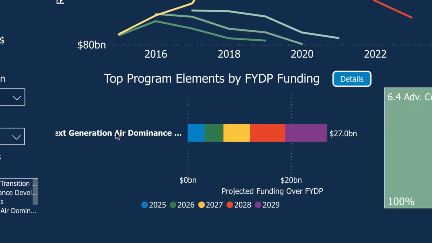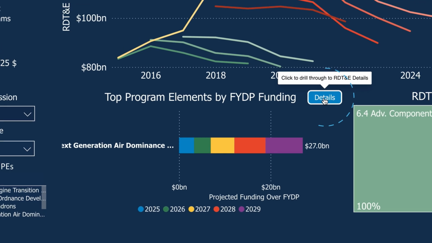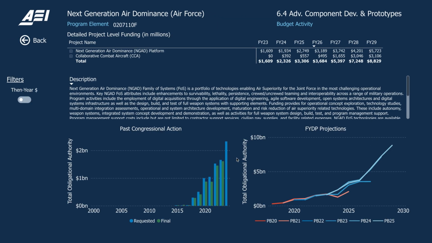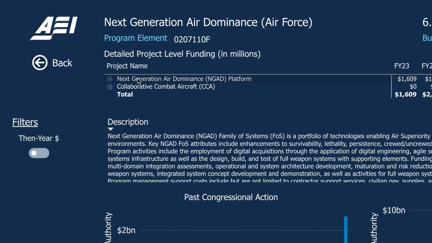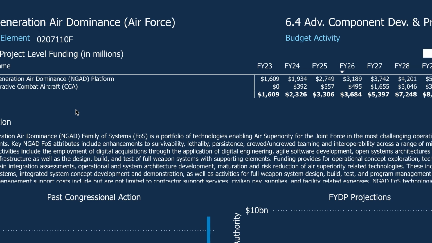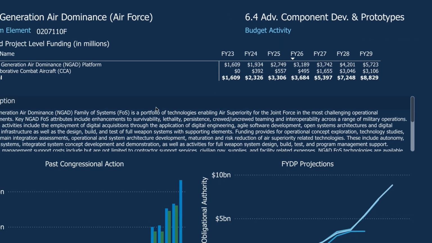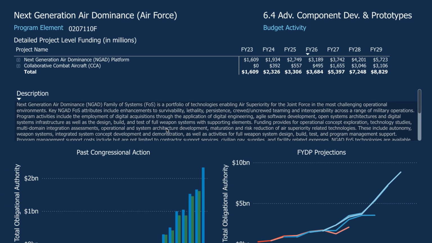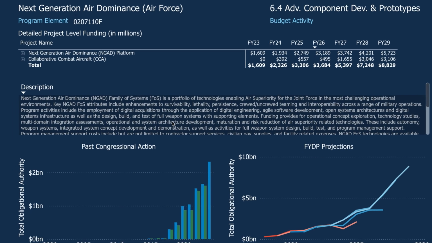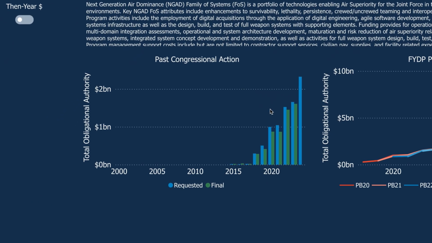If I click on the name of that particular line item in this chart, the Details button will appear. If I click on Details, it takes me to a page for that particular program element. It shows the different projects that fall under that program element and the funding by project. It includes the description that's provided in the budget request. And it goes back and looks at past congressional action, showing what was requested for each year versus what was finally enacted by Congress for each year.